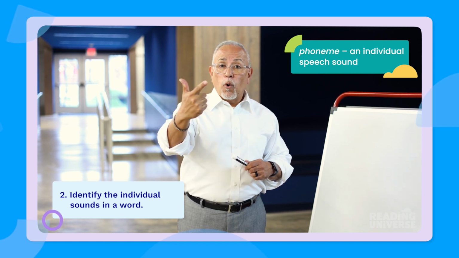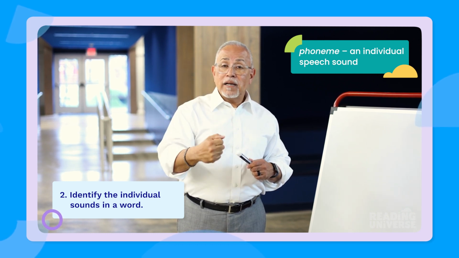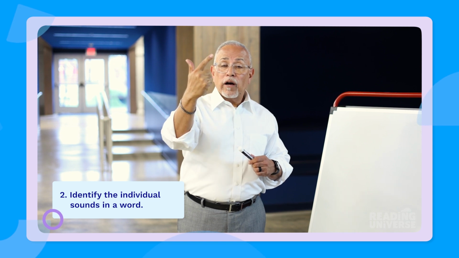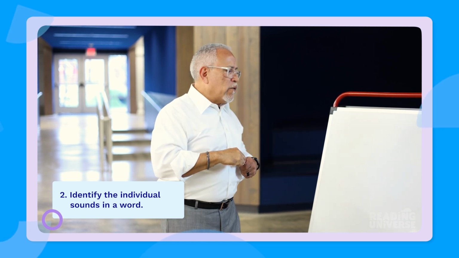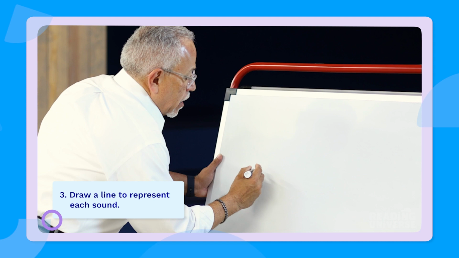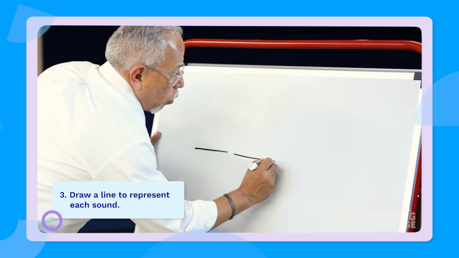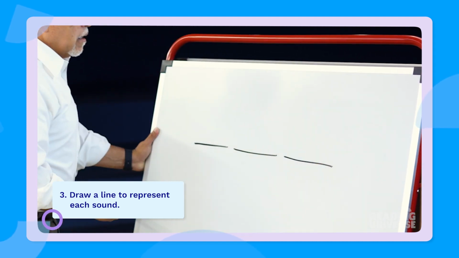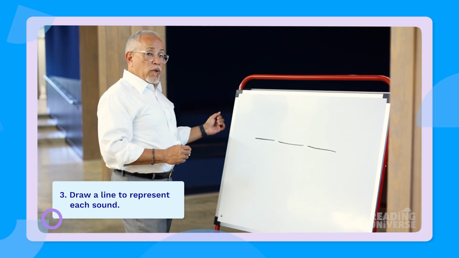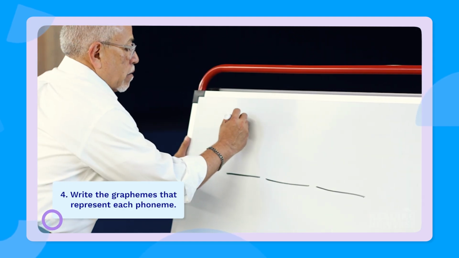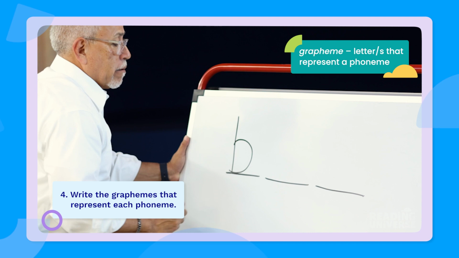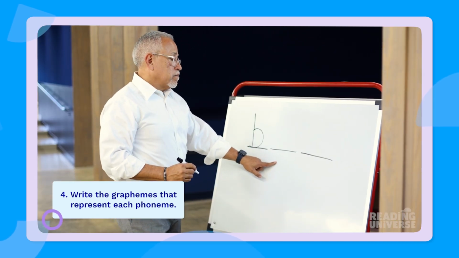B, or, N. Again, B, or, N. There are 3 phonemes, so I need 3 lines. B, or, N. The first phoneme or sound in the word born is B. All right? What's the grapheme? B. This is the one that's tricky.